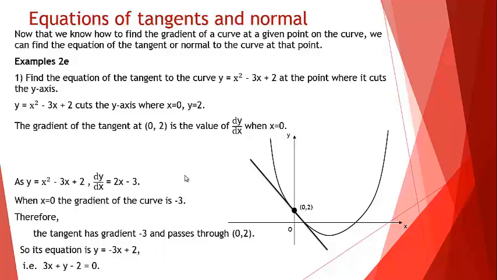So therefore the tangent has a gradient of negative 3 and passes through 0, 2. So its equation is y equals negative 3x plus 2. So we got the equation of the tangent as y equals negative 3x plus 2 because the general equation for a straight line is y equals mx plus c. So m is the gradient and c is the intercept. So we know the gradient is negative 3 and the intercept is 2 because the curve is cutting the y-axis at y equals 2. So that is 3x plus y take away 2 equals 0.